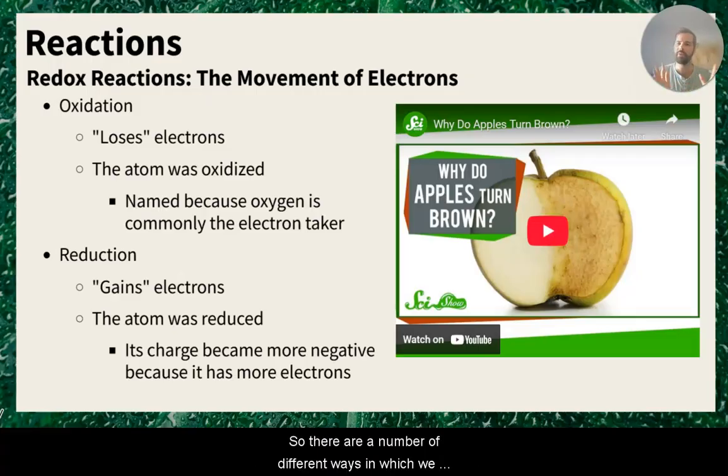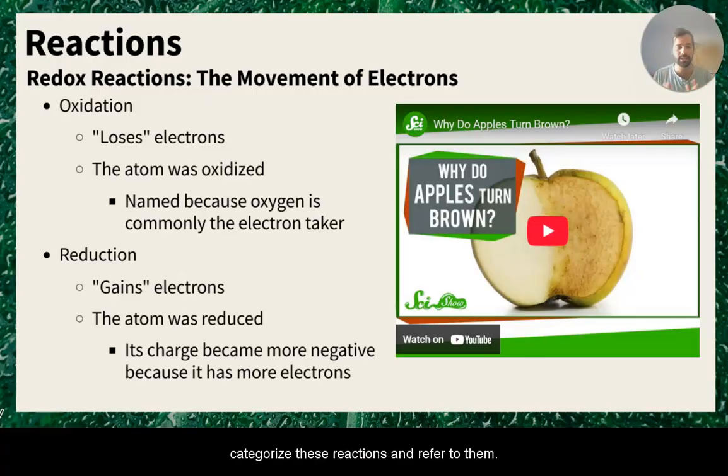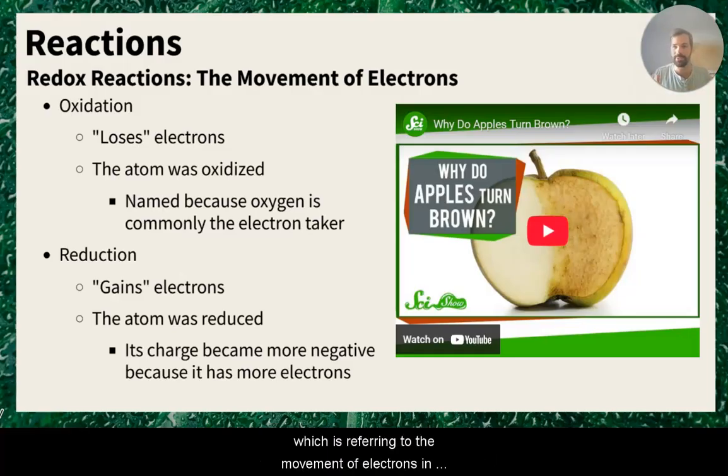So there are a number of different ways in which we categorize these reactions and refer to them. One is in talking about redox reactions, which is referring to the movement of electrons in these chemical reactions. So redox is just a combination of reduction and oxidation. You have oxidation. Every one of these chemical reactions has some form of oxidation and reduction going on.